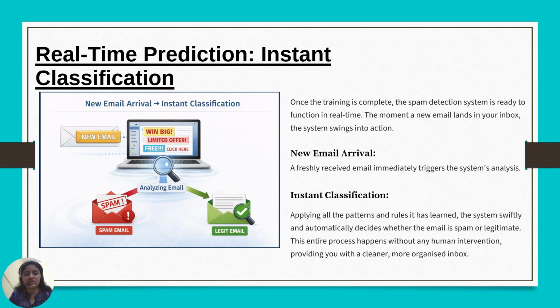Real-time prediction and instant classification. Once the system has been trained, it is ready to work in real time. Whenever a new email arrives in the inbox, the system immediately analyzes it using the patterns it has already learned. Within a fraction of a second, the system decides whether the current email is spam or genuine. This entire process happens automatically without any human intervention, ensuring that users see only important emails in their inbox.